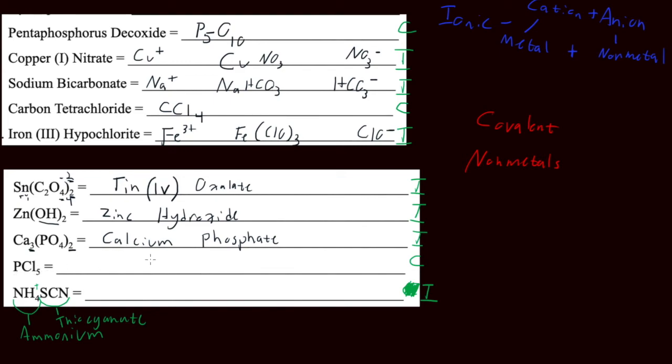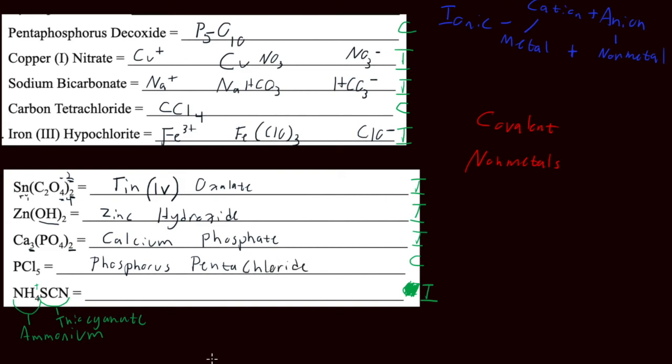Now we're on to PCl5. This is covalent, so P is phosphorus, and it's 1, so that would normally be mono, but it's the first word, so we're going to say just phosphorus. Phosphorus. And then Cl5 is going to be pentachloride.